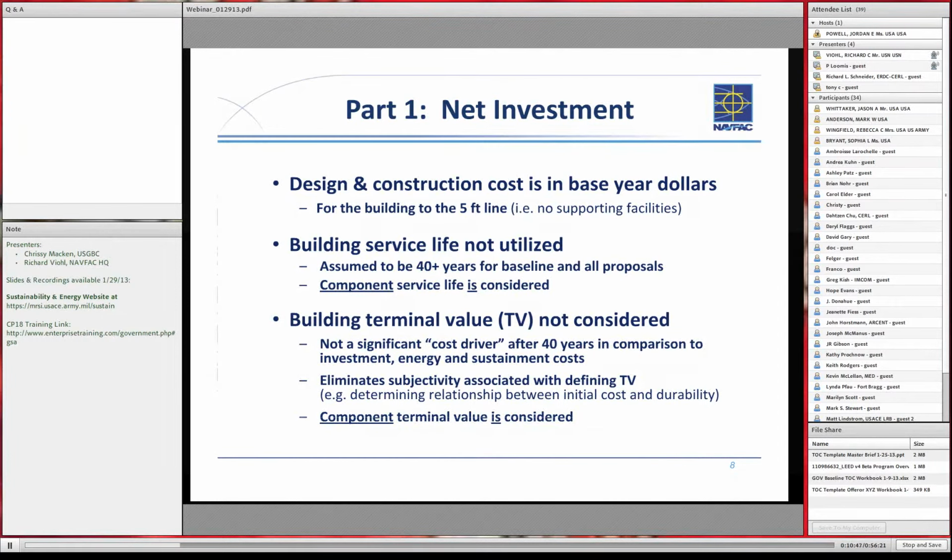Building terminal value is also not considered. Now, most life cycle cost analysis equations would include some value at the end of the analysis period. When you're looking at the macro snapshot here and looking at the 80/20 rule, that terminal value is generally not in that 20% of the most important cost factors. So in order to, again, simplify things, we did not include terminal value.